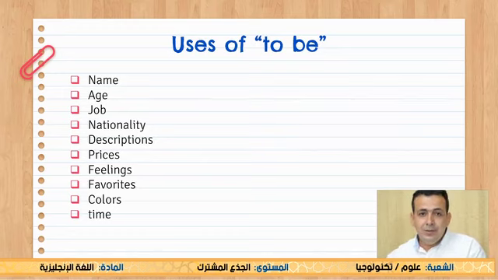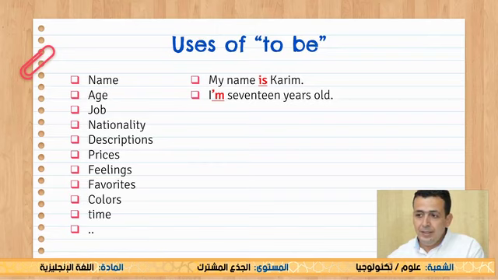So let's start with names. When you give your name or your friend's name, let's see an example, okay? My name is Karim. So look at the verb, it is Karim. Then comes age. I am 17 years old. Is the verb to be here. I am talking about age. I'm describing my age, so I need to be.